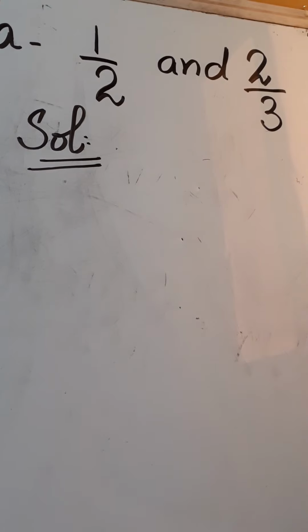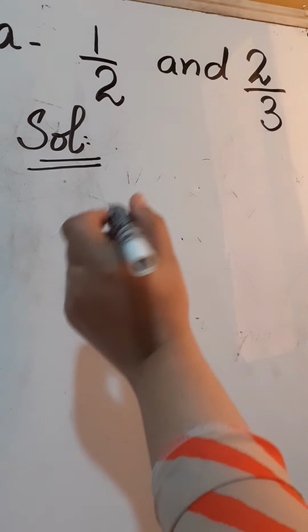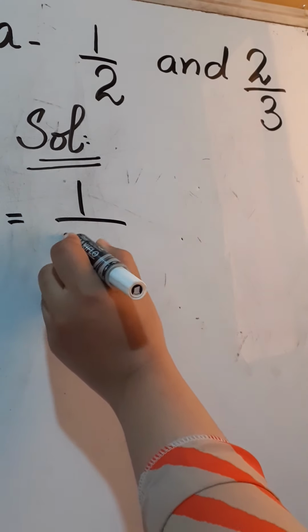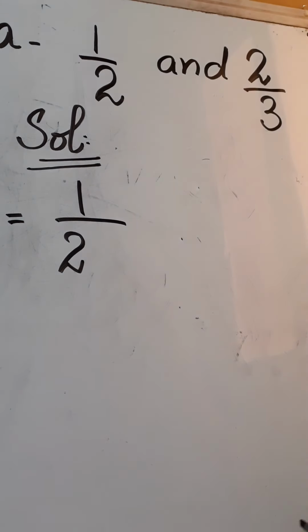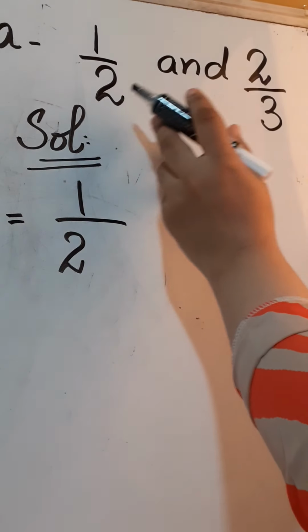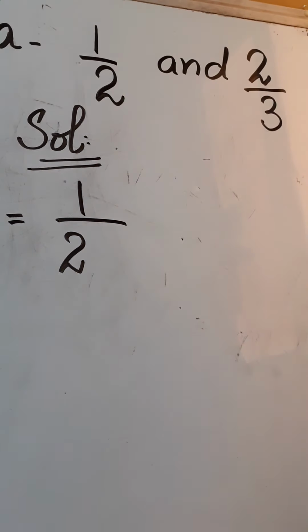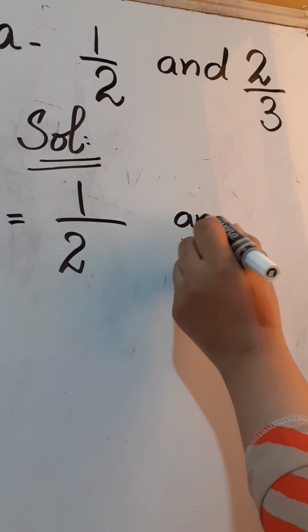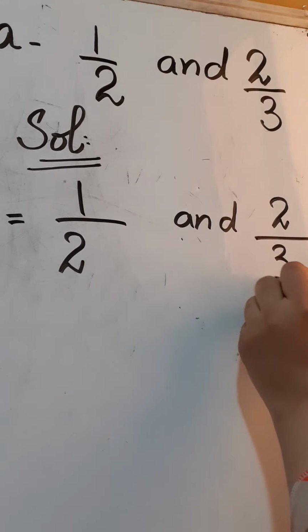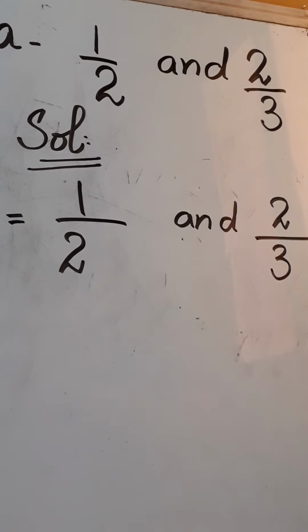Yes students. Now, solution. We write the solution: 1 by 2, right? We want this fraction and this fraction to have the same denominator. And we write 2 by 3. So what is the skill? How do we change the numerator and the denominator?